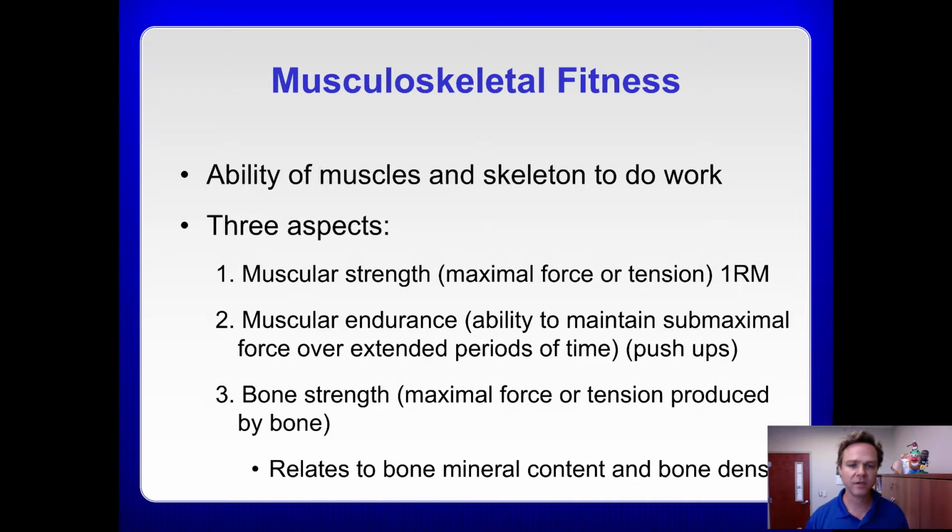Musculoskeletal fitness is the ability of the muscle and skeleton to do work. They have three aspects. Muscular strength is your maximal ability to produce force or tension. Typically, we look at that as the 1 repetition maximal lift. What's the most weight that you can lift once with proper form? Muscular endurance is the ability to maintain submaximal force over an extended period of time.